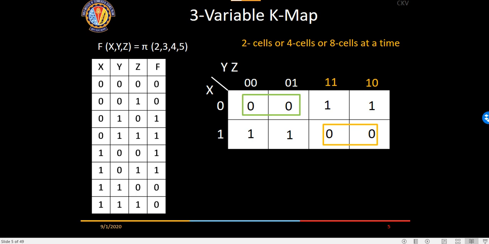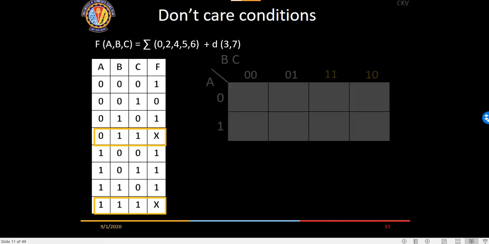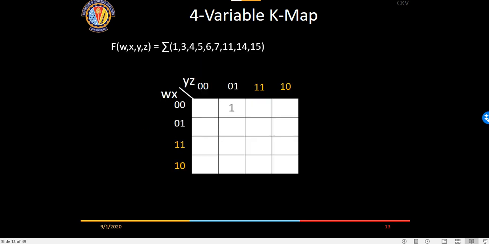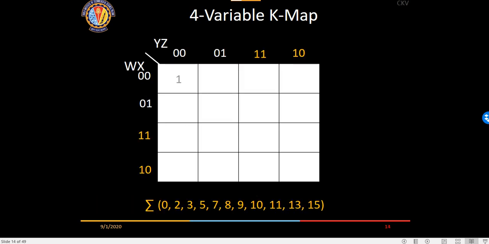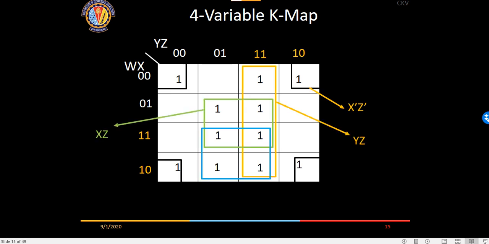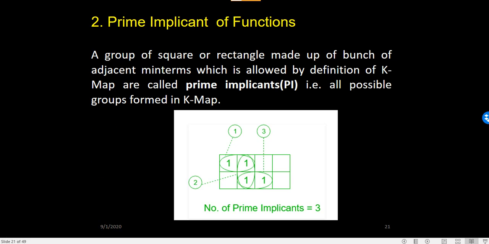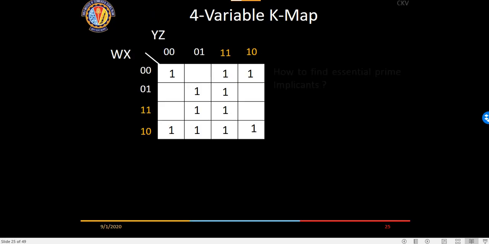Sir, in the last slide you just showed, I didn't get the final segregation properly, sir. The one where we segregated prime implicants. Let me go there. So we have essential implicants, non-essential implicants, and prime implicants.